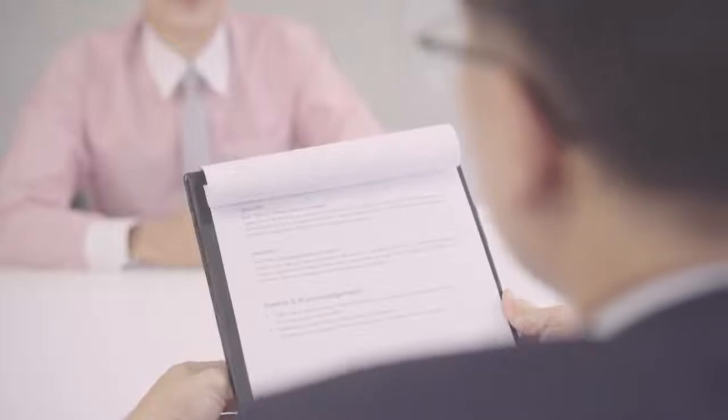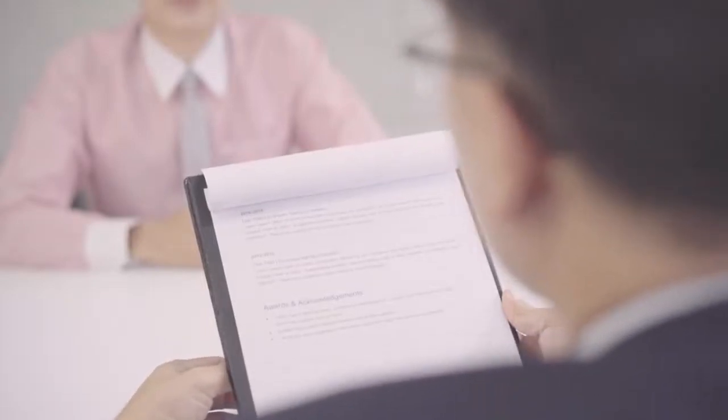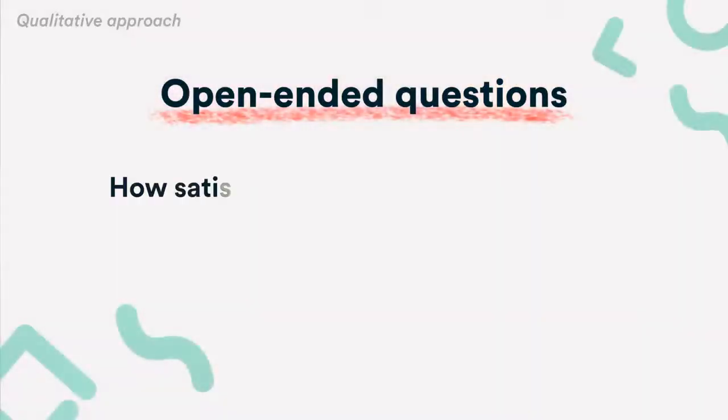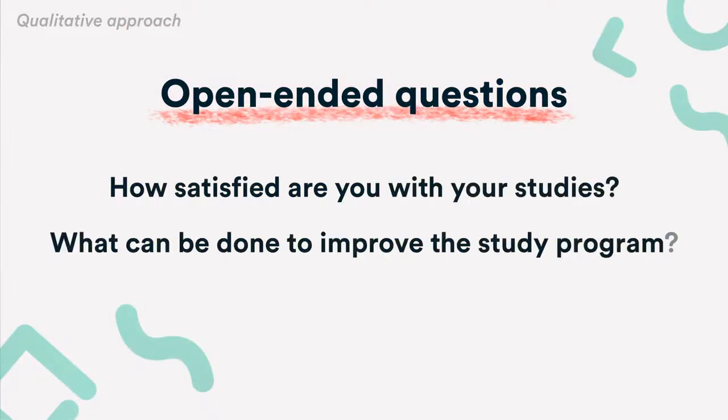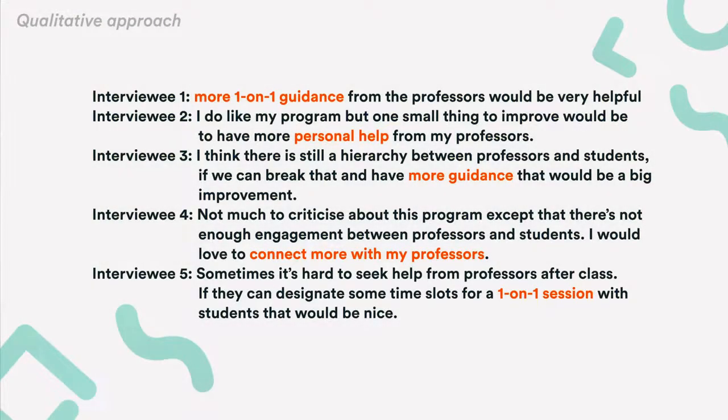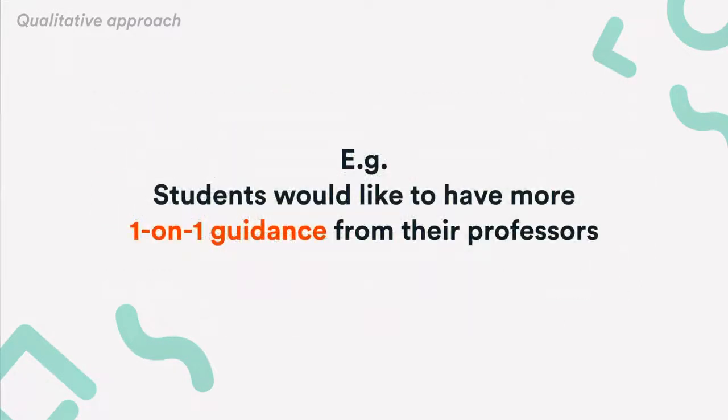But if I want to go for a qualitative approach, then I can conduct interviews with 15 students and ask them open-ended questions such as, how satisfied are you with your studies? Or, what can be done to improve the study program? Then, I transcribe the interviews and try to find patterns or recurring themes. For example, something like students would like to have more one-on-one guidance from their professors.